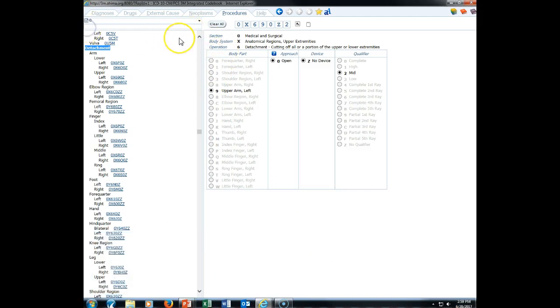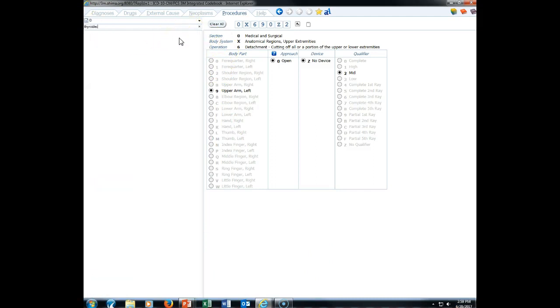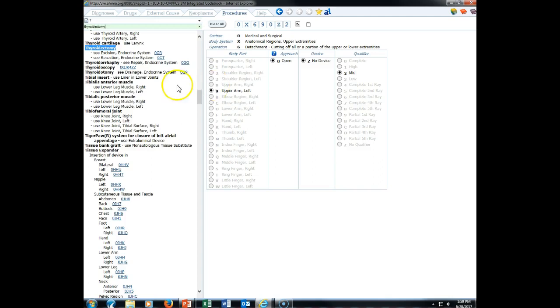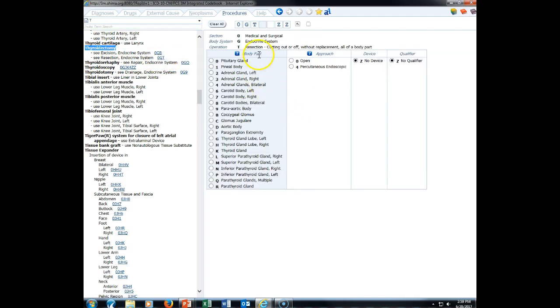So let me try. If I put thyroidectomy in the index, it tells me to see resection, and I know what we had. So this chooses for me the endocrine system. And we're choosing thyroid gland. We're not choosing the right or the left lobe. We're choosing thyroid gland. This is open, no device, and no qualifier. So 0GTK0ZZ.